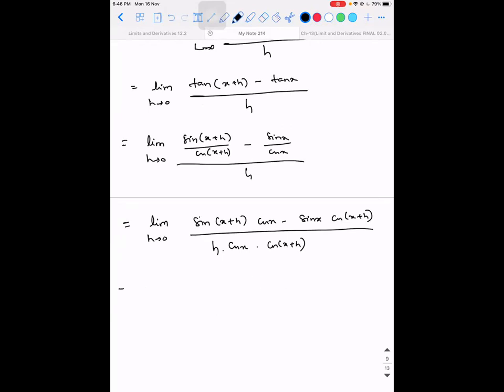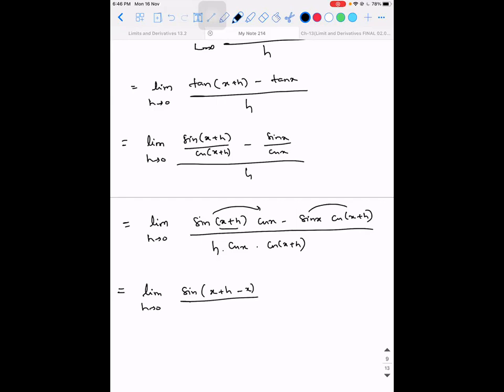Listen. Limit h tends to 0. Sin a cos b minus cos a sin b is what? Sin a cos b minus cos a sin b. I asked a simple question. It's cos of a minus b, sir. No, sin of a minus b.